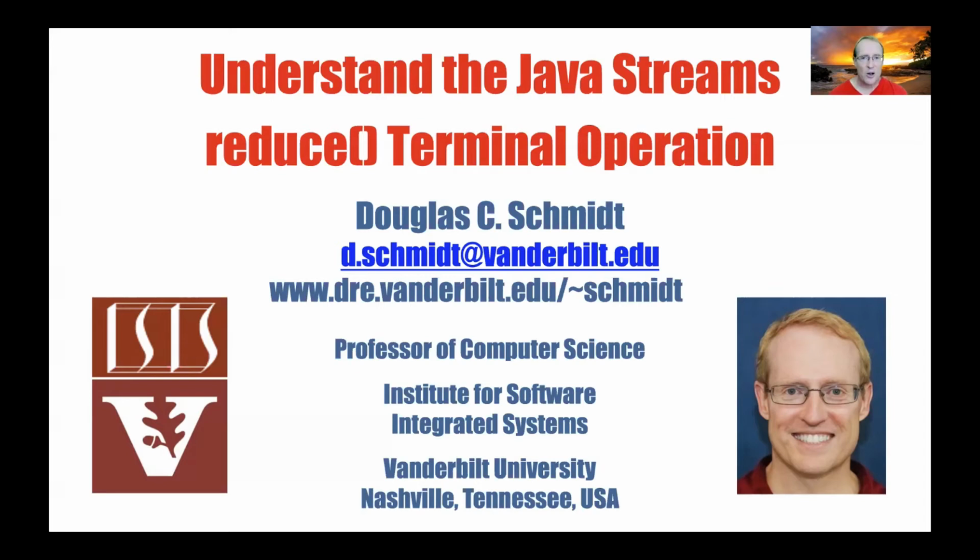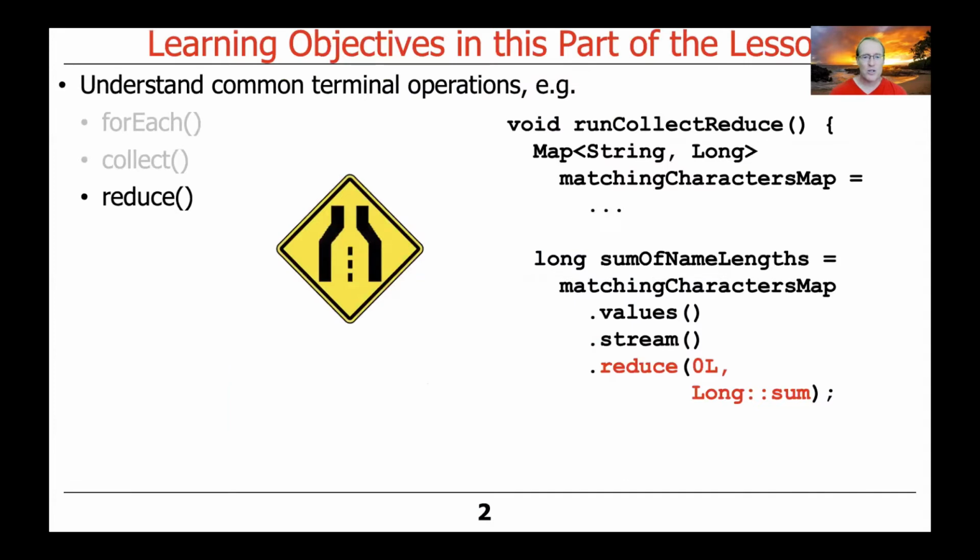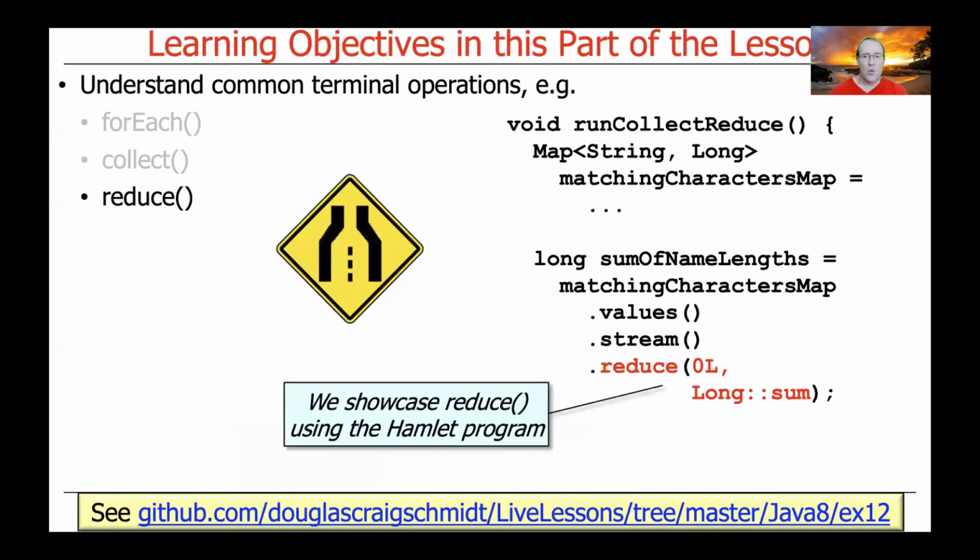So now that you've had a chance to learn about collect, let's focus on another very common terminal operation in the Java Streams framework, which is called reduce. Collect and reduce are by far the most common terminal operations we use in streams. Once again, we're going to use our Hamlet program to illustrate how this works.